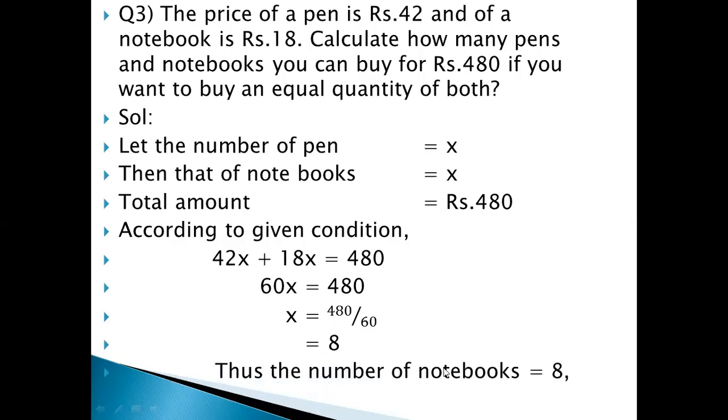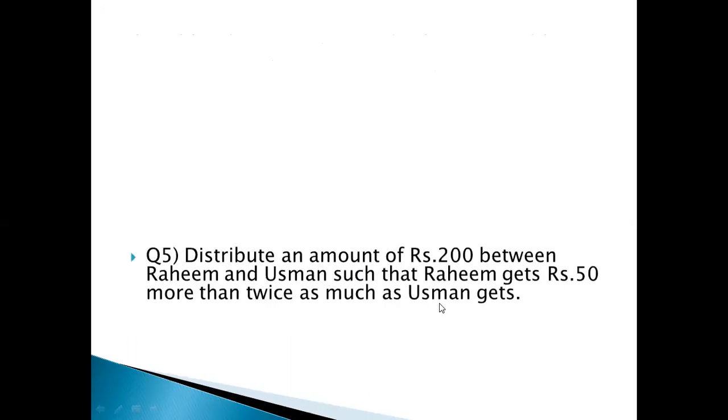So thus the number of notebooks is 8 and the number of pens is also 8, because they say that they buy an equal number of pens and notebooks. You have to find the number of books and number of pens. So they buy 8 pens and 8 notebooks. Come to the next question.